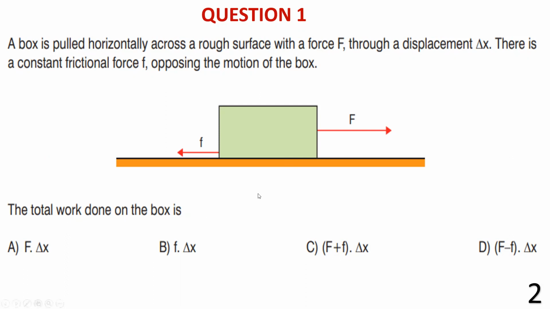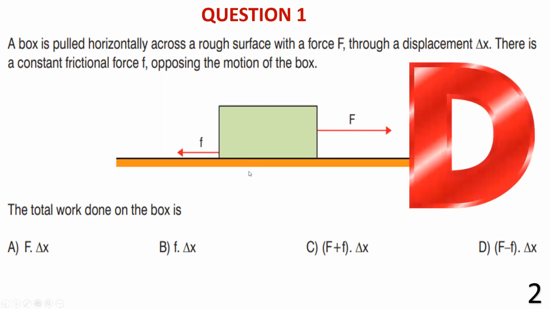In this question, we are looking for total work done. We should calculate work done by applied force and work done by friction force, and the sum will give you total work done. Our answer is D. Why and how are we getting D? Let's use our formula and calculate work done by these two forces. Work total equals work done by applied force plus work done by friction force.